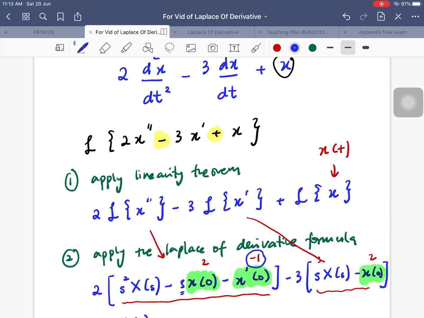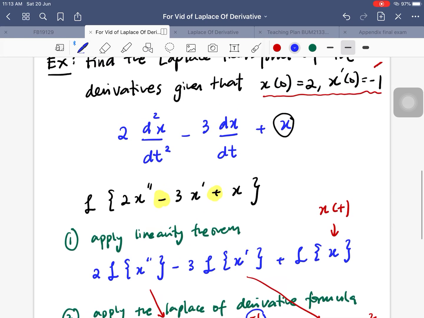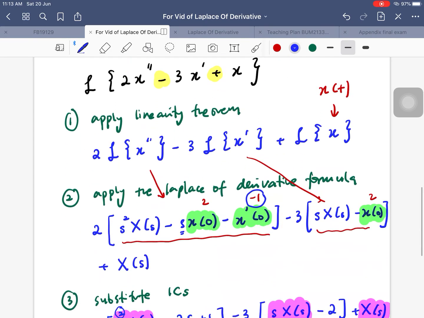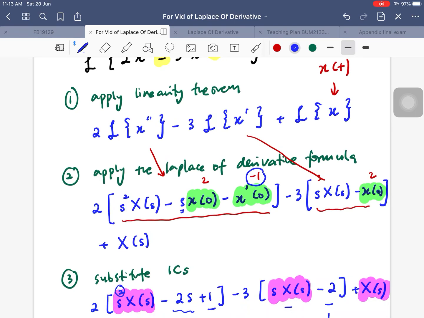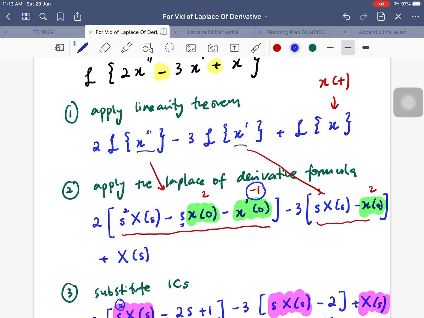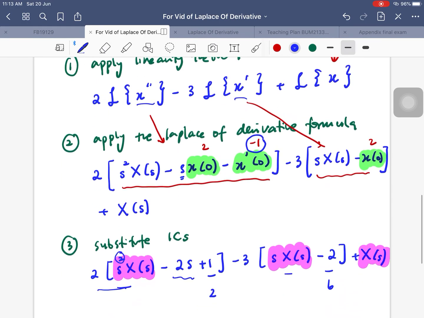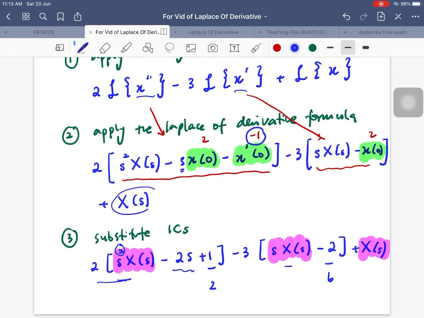Okay, so there are just 4 very simple steps. First step is you Laplace transform them. You apply the linearity theorem to separate them individually. And step number 2, you apply the Laplace of derivatives so that we can Laplace these derivatives right there. And the last one is simply, remember, it's not a function by itself. It's actually a function x dependent on t, which when we Laplace transform is going to be a function capital X, which is dependent on s.